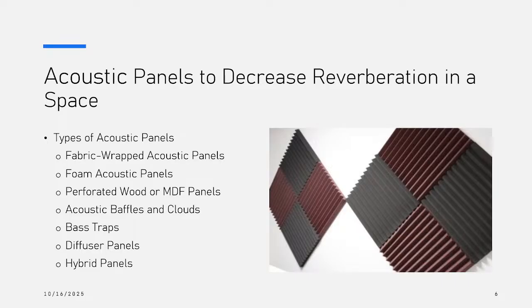These are one of the most common types. They consist of an absorptive core, often fiberglass or mineral wool, covered in fabric. The fabric allows sound to pass through and reach the core, where energy is absorbed. These panels are effective at reducing mid and high frequency reverb and are popular in offices, classrooms, and studios because they're visually versatile and can be customized with colors or patterns.